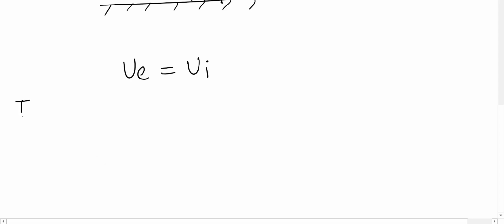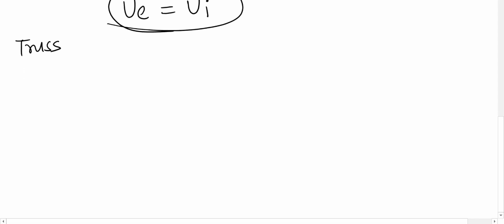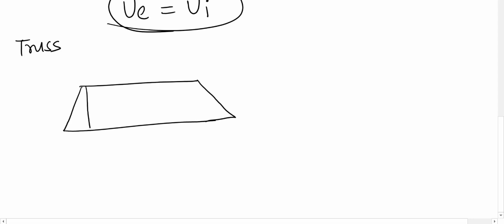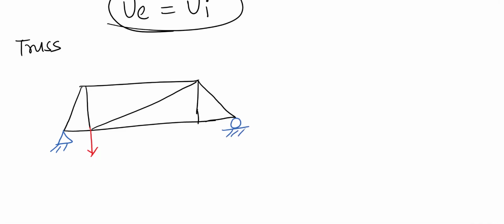Now let's take the truss. Let's take the case of the truss, and we're going to center around these principles. Let's say one truss is a very simple truss. Let's say for example we have this truss system here. In this case, if I apply the load here, and let's say this one is a pin support, this one is a roller support, then this truss will have some displacement in the direction of the load.